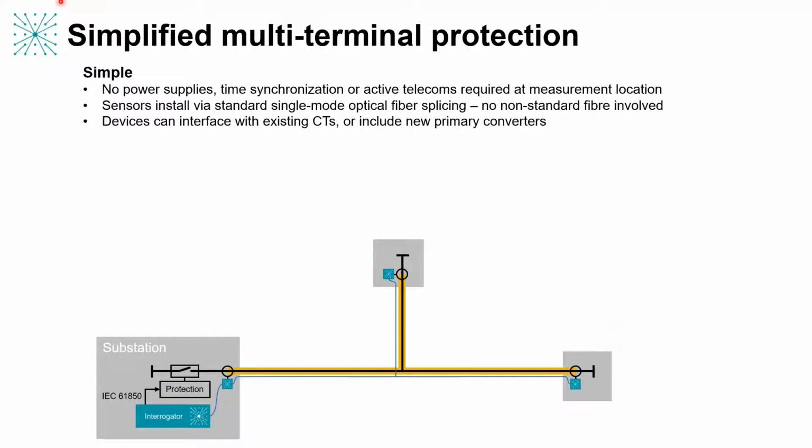First of all, the system is very simple compared to conventional schemes. As I've said, we don't require power supplies, time synchronization, or active telecoms at any of the remote measurement locations. Also, no non-standard installation processes are required, meaning that the installation procedure is very quick and very familiar to any installer in the industry. It's simply mounting of a standard current transformer, which is of course a standard process, and safe and simple single mode fiber splicing, which will be very familiar to any telecoms trained engineer.